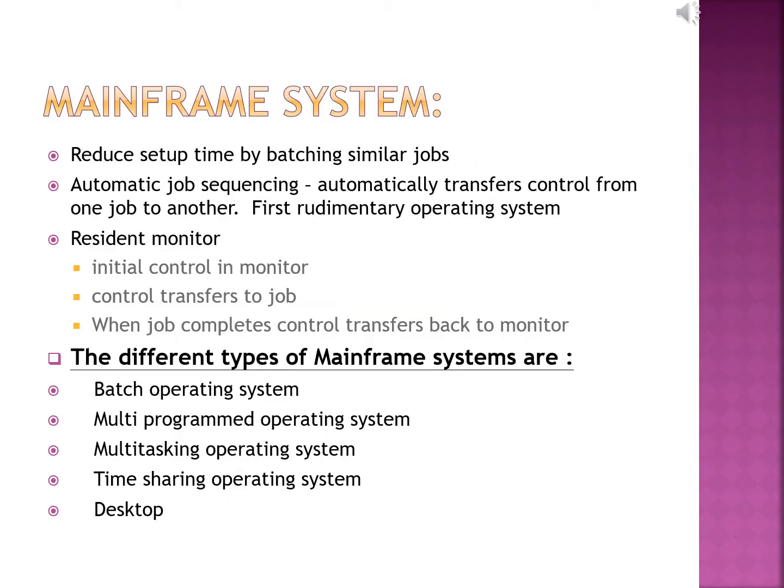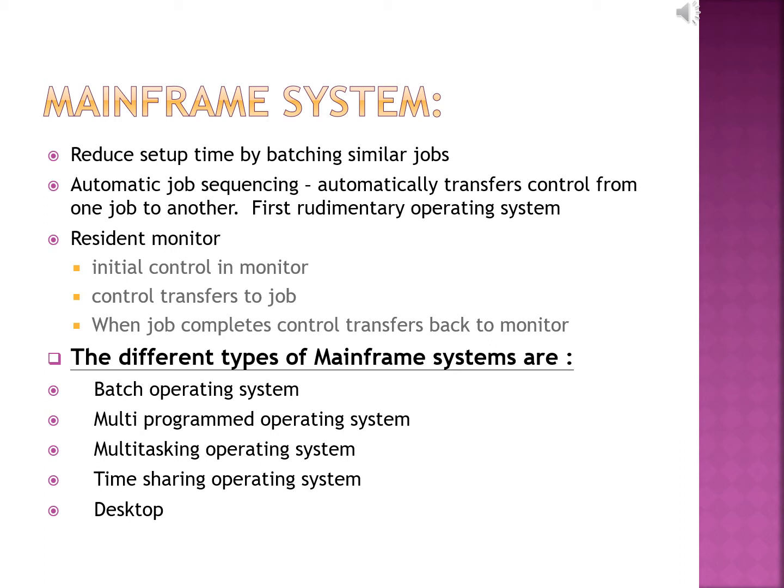Now, what is the mainframe system in operating system? It reduces setup time by batching similar types of jobs. Automatic job sequencing, that is, it automatically transfers control from one job to another. Resident monitor, that is, initial control is in the monitor, control transfers to job. When the job completes, control transfers back to the monitor.